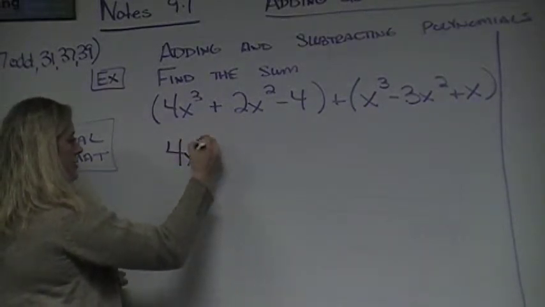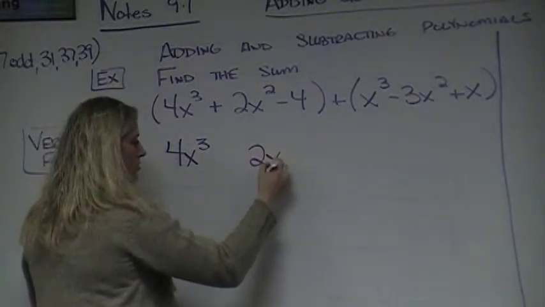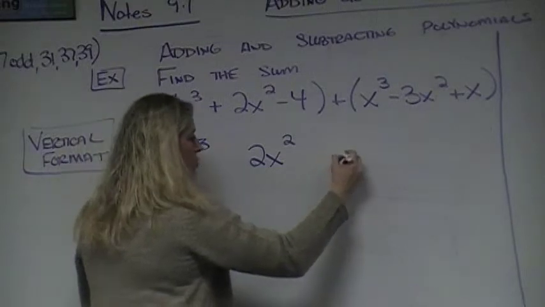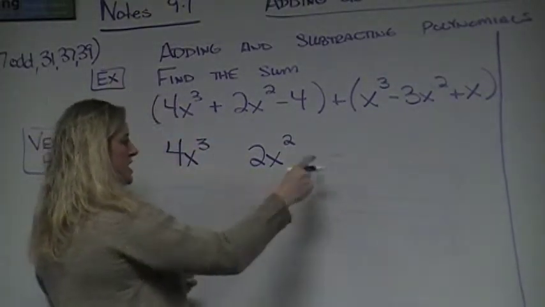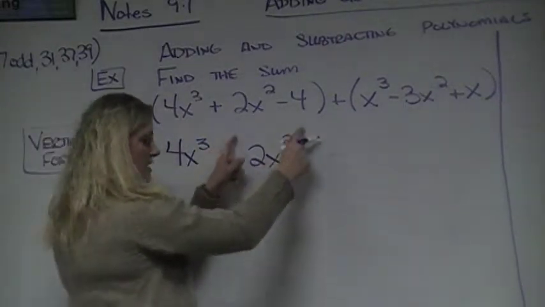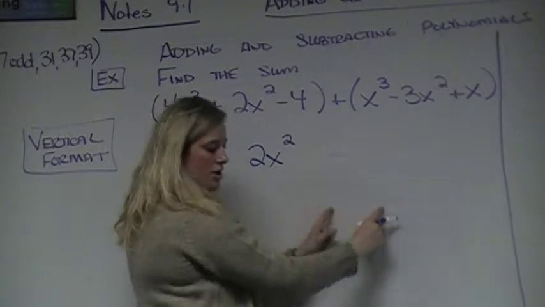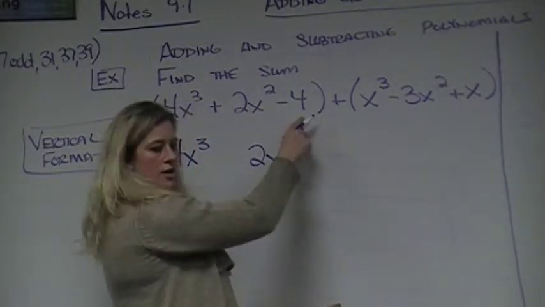4x to the 3rd, guys. Then I'm going to put 2x squared here. And then I'm going to put the negative 4 here. Now, actually, I'm going to skip this area because, guys, isn't this a 3rd degree column? This would be my 2nd degree. And what would be my next degree? Degree of 1, wouldn't it? Well, is that a degree of 1? No.